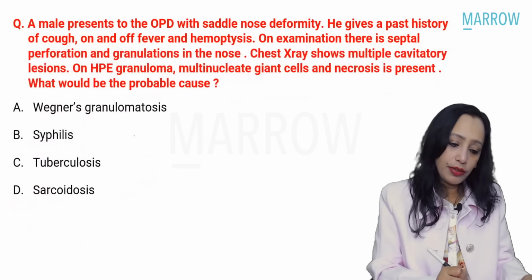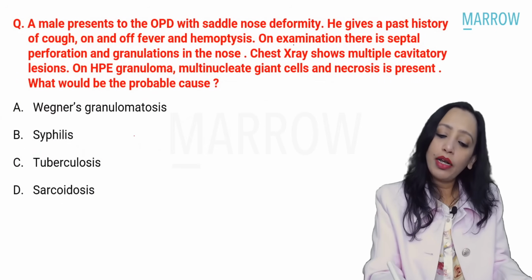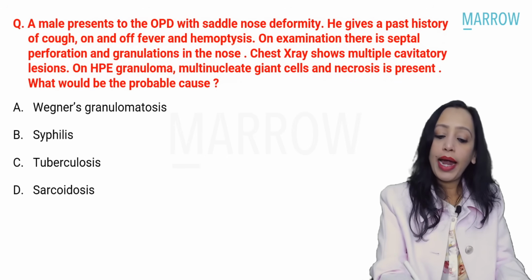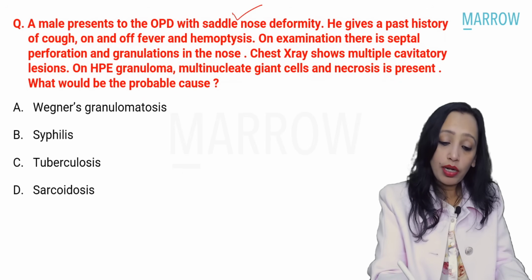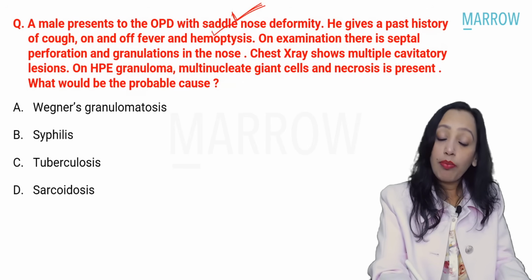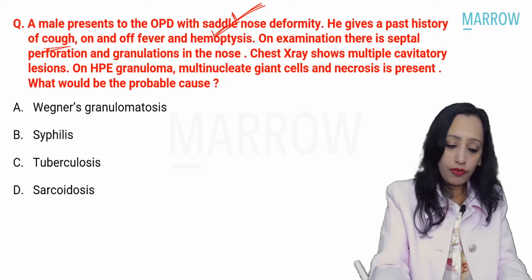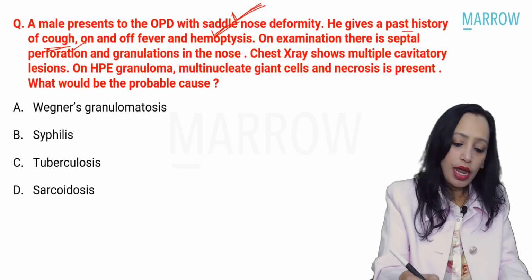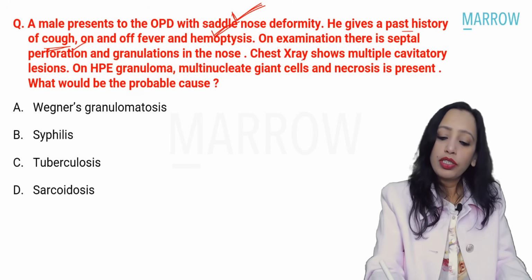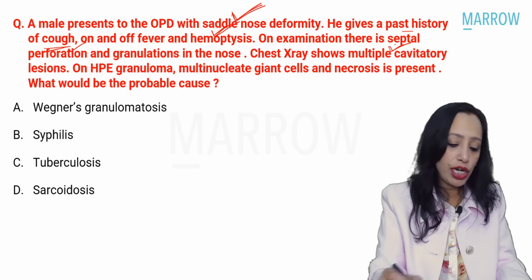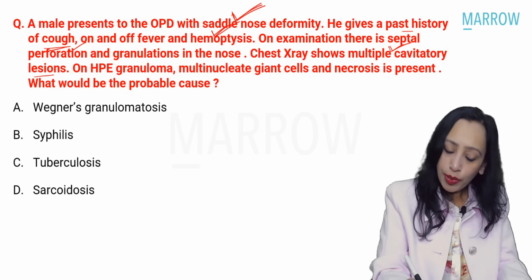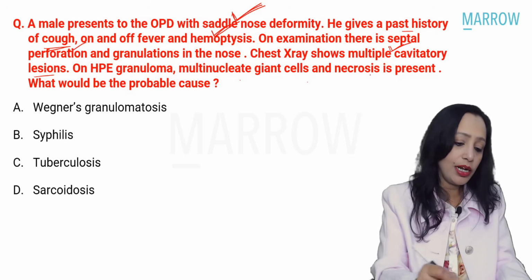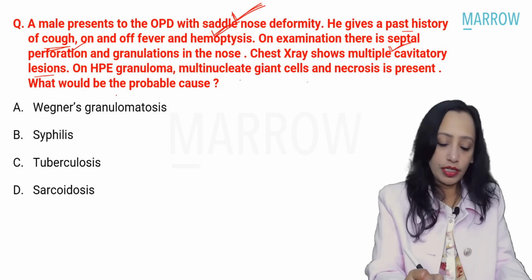So coming to the next question, a male presents to the OPD with saddle nose deformity. He gives a past history of cough, on and off fever and hemoptysis. Okay, so there is saddle nose, there is hemoptysis, cough, past history. On examination, there is septal perforation and granulations in the nose. Chest X-ray shows multiple cavitatory lesions. On histopathology, granuloma, multinucleate giant cells and necrosis is present. What would be the probable cause?